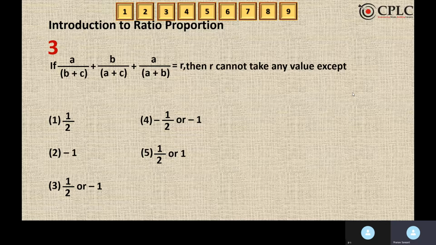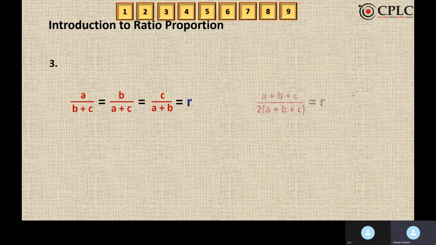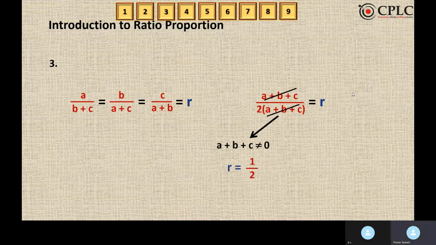If A upon B plus C is equal to B upon A plus C is equal to A upon A plus B is equal to R, then R cannot take any value except. Now in this case, we'll apply the property of equal ratios. So by applying the property of equal ratios, that is, we will add up all the values. After adding, we'll get A plus B plus C upon 2 into A plus B plus C is equal to R. Now cancelling out the common values, we'll get the answer of R as 1 upon 2.